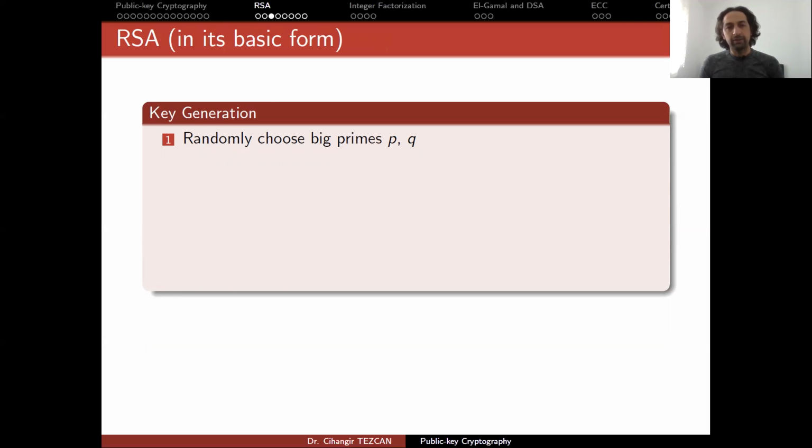I will define it in its basic form, because in practice we need a mode of operation like we did for block ciphers, but the basic form is easier to understand. So let's see how it works. Let's start with the key generation. What you do is first randomly choose big primes P and Q. In practice we are choosing prime numbers of more than 300 digits or so. So actually this step is not that easy, as you can imagine.